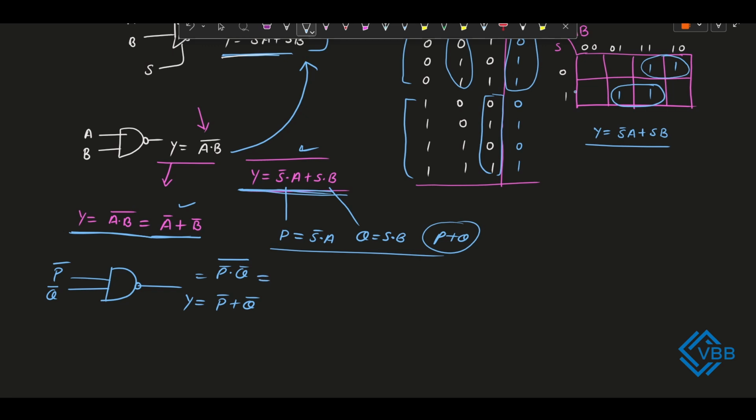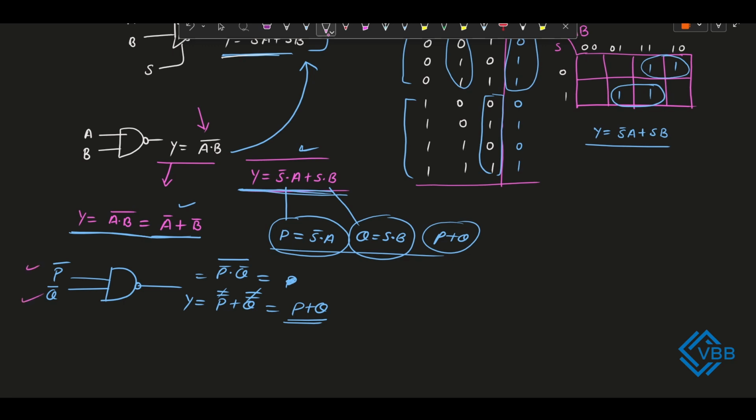Then you all know, if I apply De Morgan's theorem here, what will happen? This P complement and Q complement further come in a double complement form. This double complement will cancel out and we will get P plus Q. That is all we are going to implement here, because we have just now assumed P as S complement into A and Q as S into B. So now our task is to implement this P complement and Q complement.